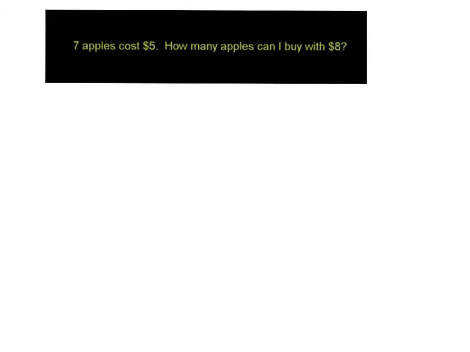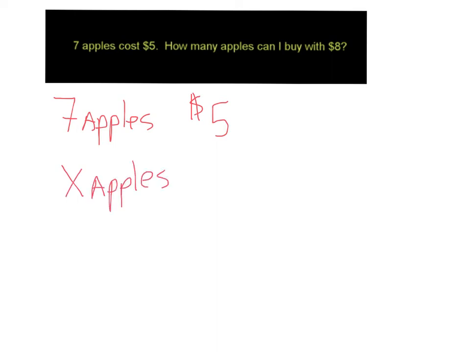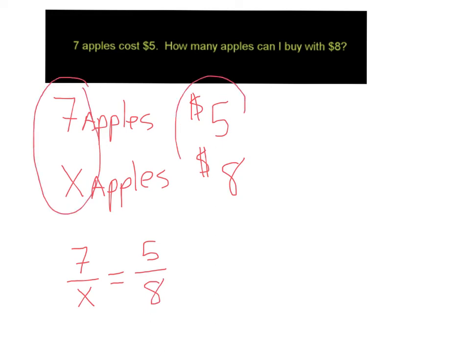So here's our last example. 7 apples cost $5. So 7 apples is $5. How many apples? I put x apples because we don't know how many there are. Is $8 going to get us? And so we can set up our proportions. 7 is to x as 5 is to 8. So I set up my proportion.